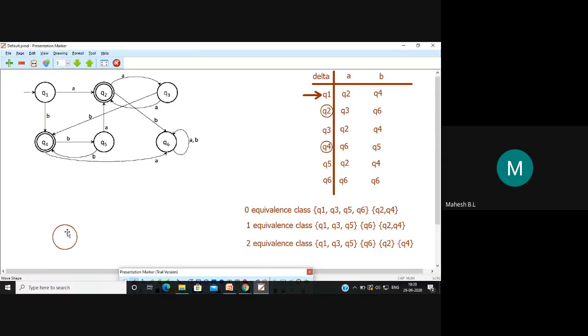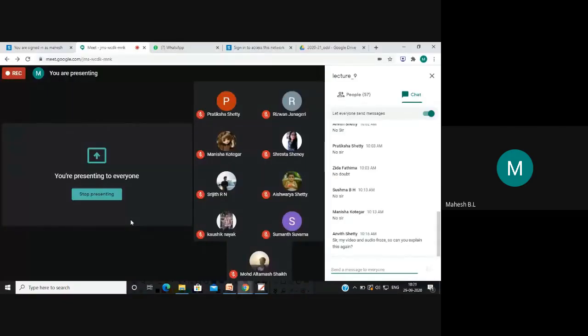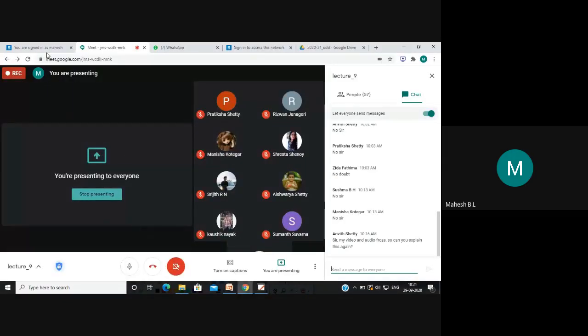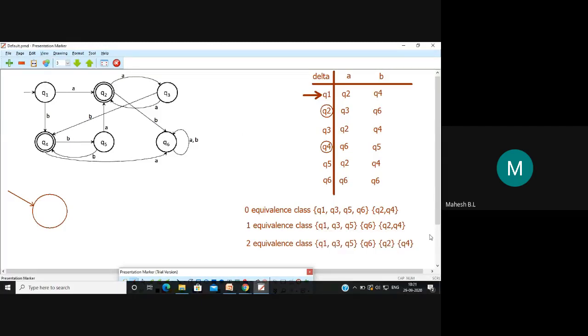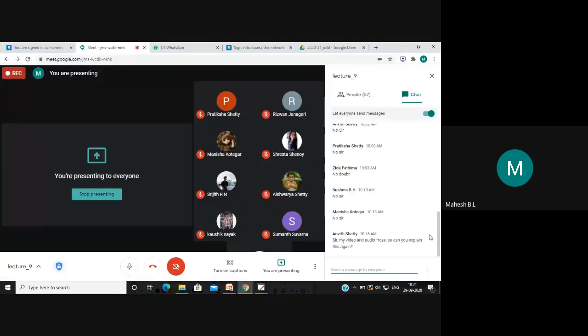So, one initial state. Can you tell me which is the initial state for the minimized DFSM? Yes, give me the answer. Which is the initial state for the minimized DFSM?